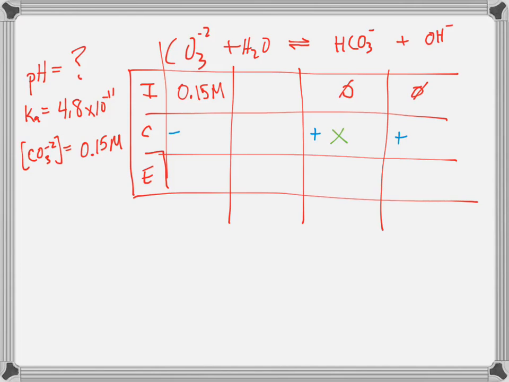Some X amount. Let's say our carbonate is X. What does that mean OH minus is? What does that mean our CO3 2 minus is? What's our equilibrium concentration for everything?